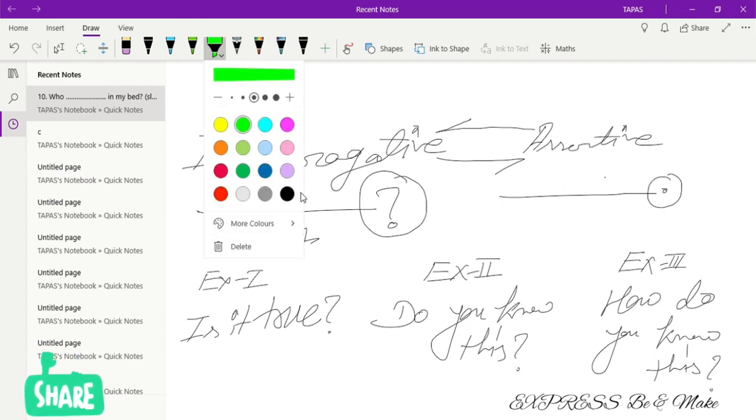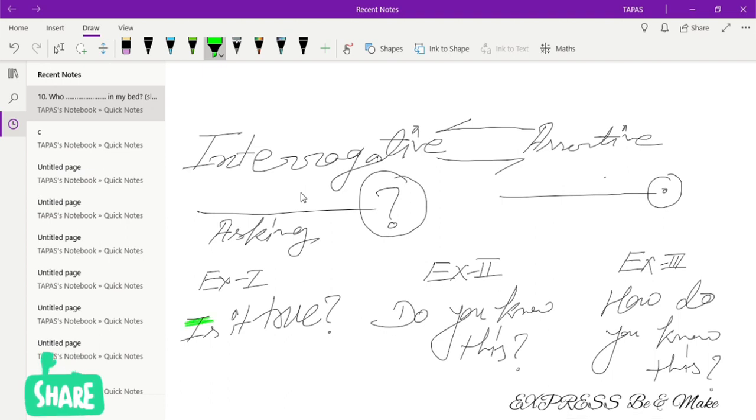Example number 1 starts with "is". I'm highlighting it. Example number 2 starts with "do". And example number 3 starts with "how".